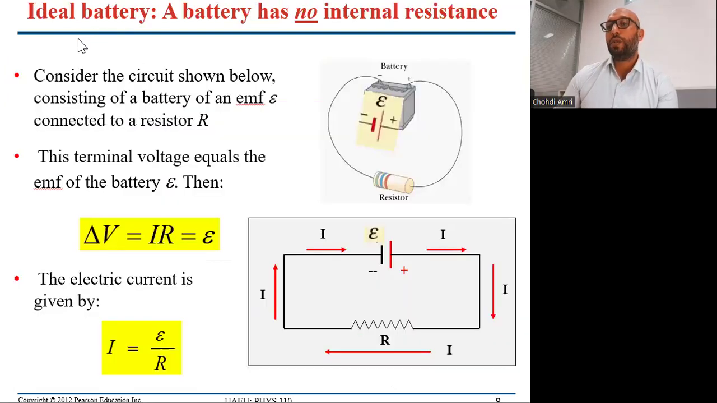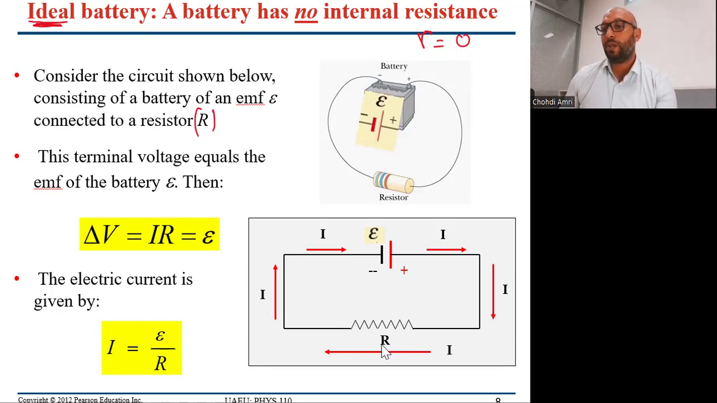As you know, we have two different types of battery. The first one is the ideal battery. In the ideal battery, we don't have any internal resistance. The internal resistance is denoted by small r, and in this case it is equal to 0. We consider the circuit shown below consisting of a battery of electromotive force epsilon connected to an external resistance capital R. As we said, small r, the internal resistance, is 0.